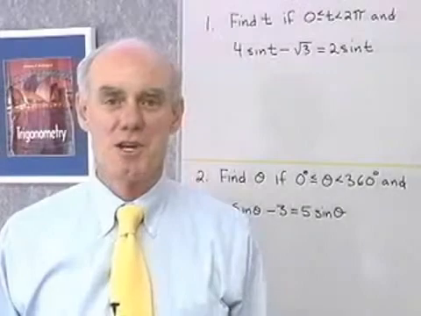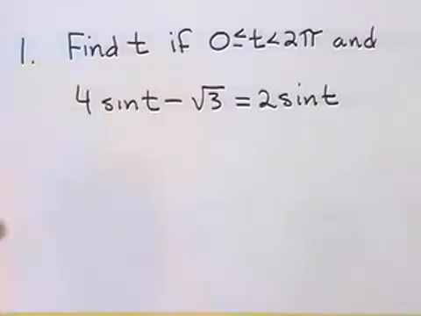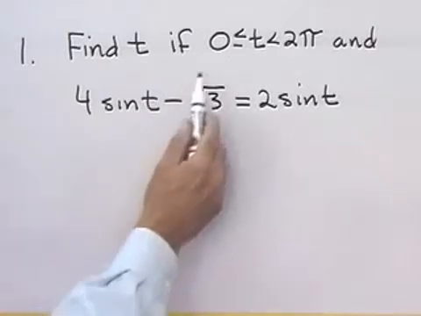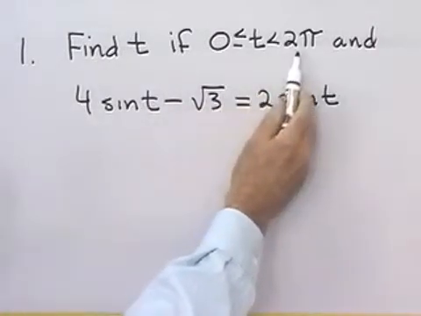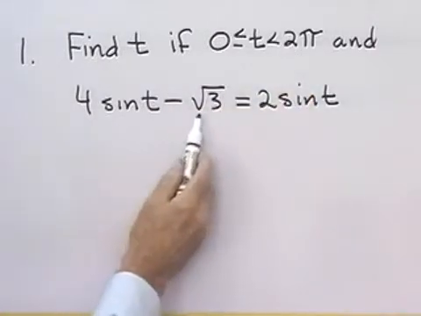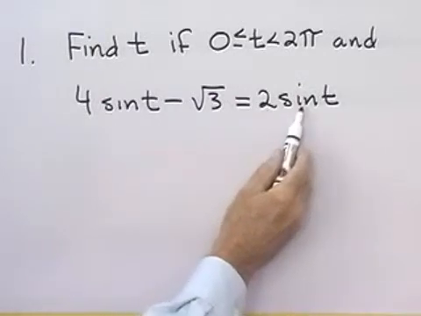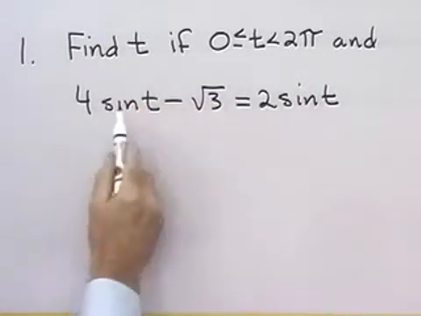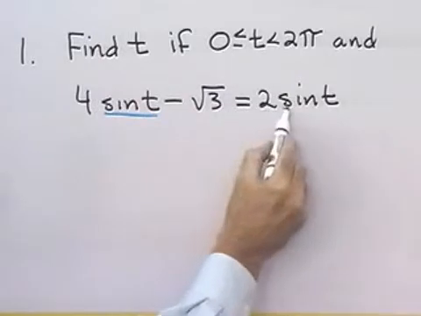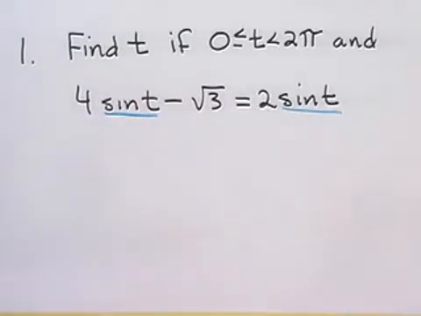Let's solve some equations that involve the trig functions. Let's find t if t is between 0 and 2 pi and 4 sine t minus square root 3 equals 2 sine t. So we're going to solve this just like we would a problem in algebra with a variable of sine t. We just have one last step where we find t from sine t.